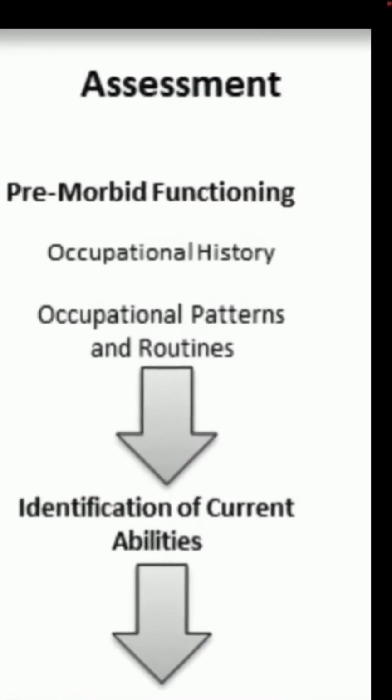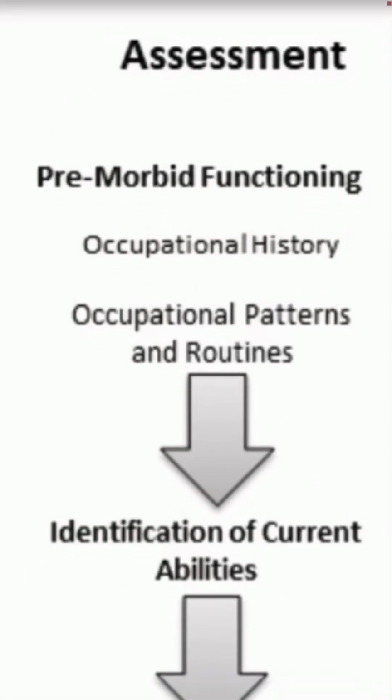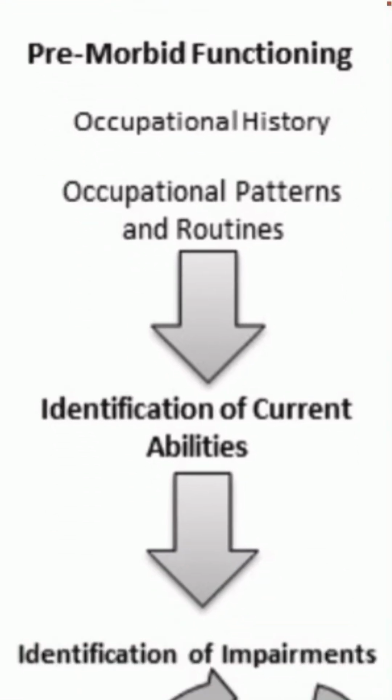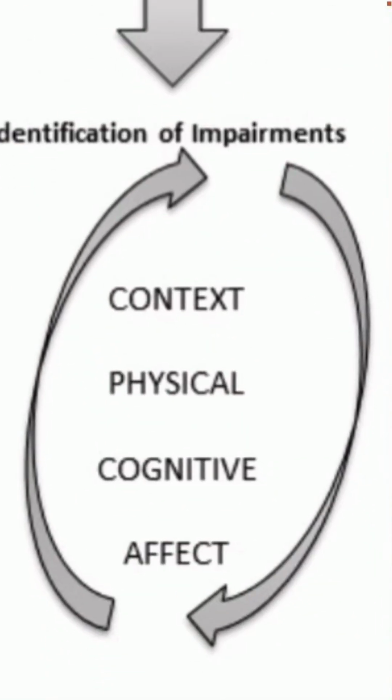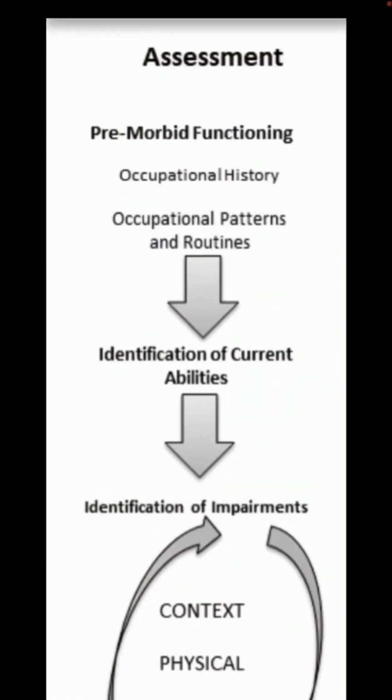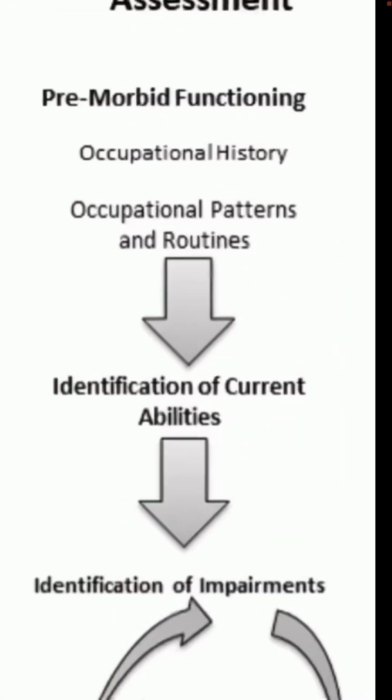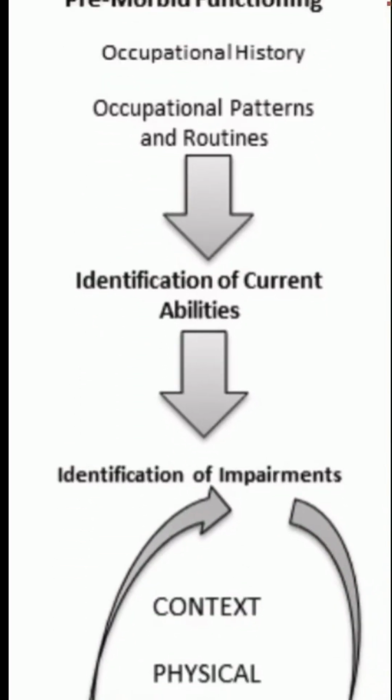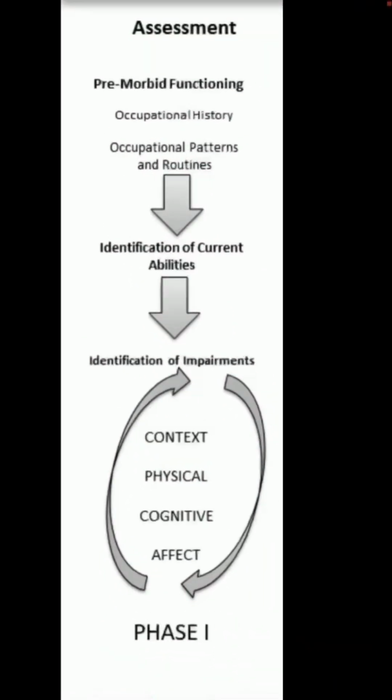When you assess from the top, establishing what their baseline is, this is called a top-down approach to assessment. Sometimes when we're doing assessment, we go directly into assessing the physical, cognitive, and affective components. This is a bottom-up approach to assessment, and it doesn't give you a picture of the person in terms of their occupational history, and it will really skew your treatment planning. So it is always advisable that you start with the top-down approach, because that's what we tend to do as occupational therapists. So that is the first phase.